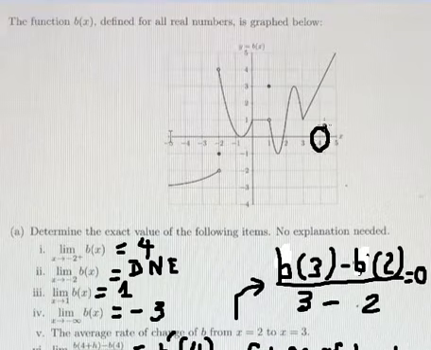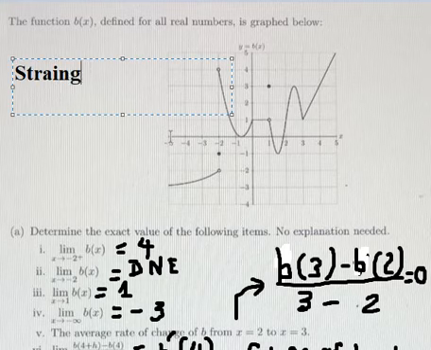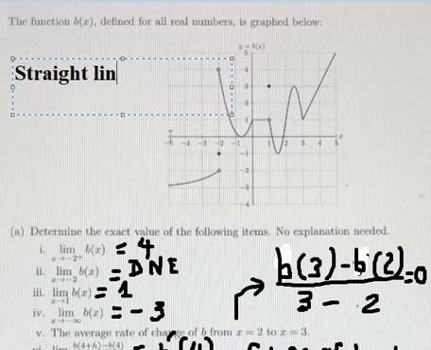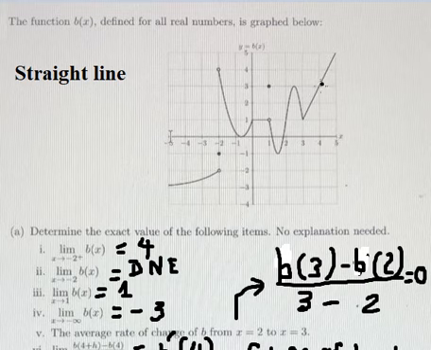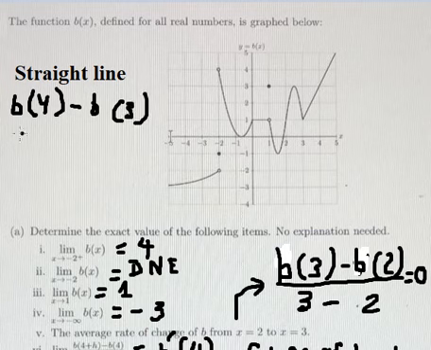So here is about 4. And we need to find the slope of this one. We see that this is a straight line. So we can use the value of 3 and the value of 5 to find the slope here. Or maybe we can use 3 and 4. So that should be b of 4 minus b of 3 over 4 minus 3.